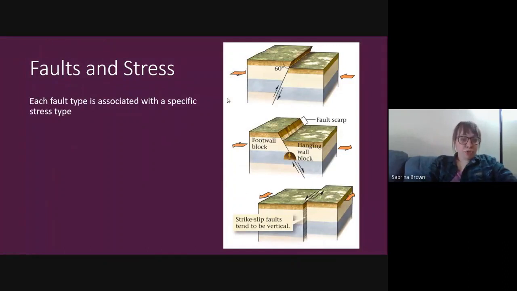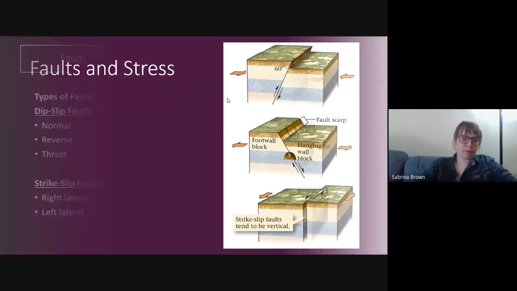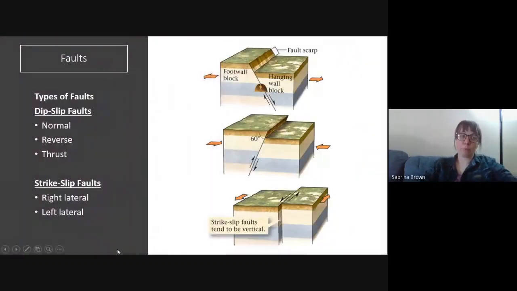All right, so each fault type that we have is associated with a specific stress type. I should go back to this slide here for a second. There's two main types of faults. We have dip-slip faults and we have strike-slip faults. Dip-slip faults are associated with either compression or tension. They have an angled fault plane, and the head wall is going to be either moving up or down in association to the foot wall.